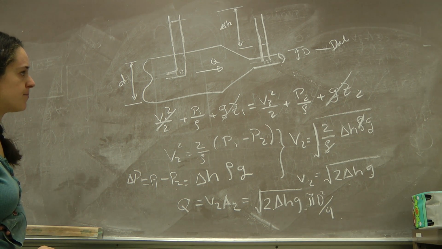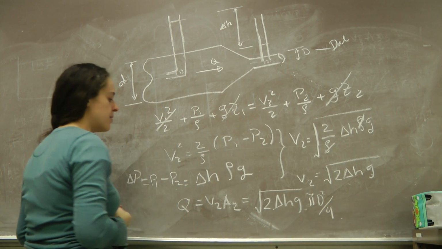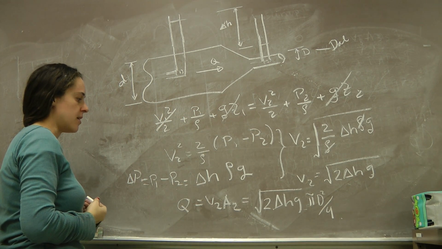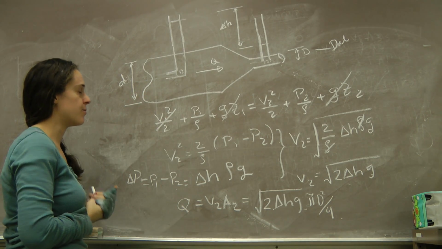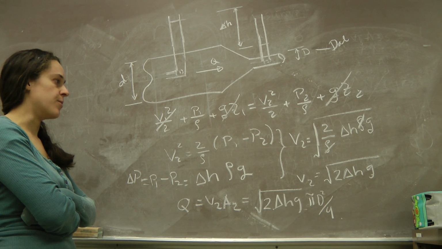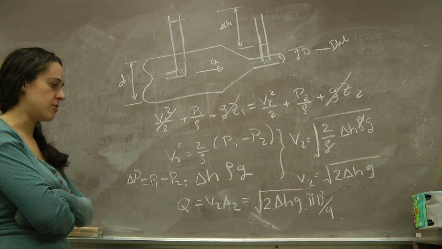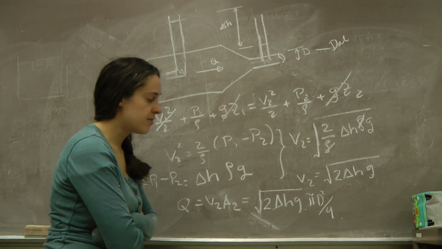But I'm asking for this point. So if we were to find it here, it would be V1. But because we've put one of these kinds of meters in there, then you don't know V1. So you know V2, and you multiply that by A2, and that gives you the volumetric flow rate.